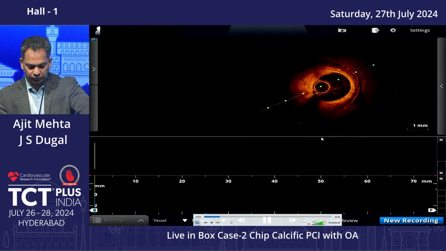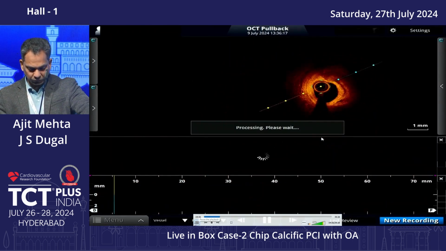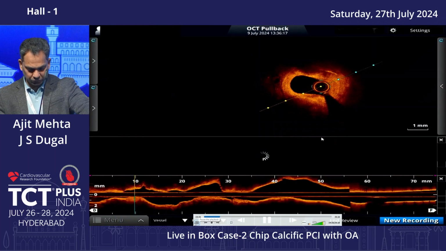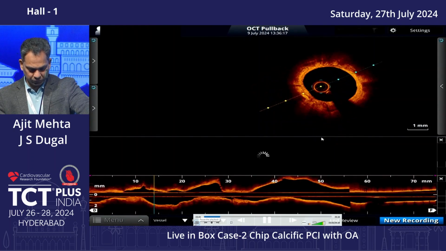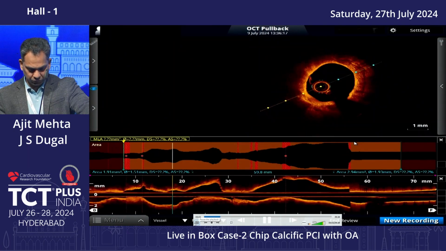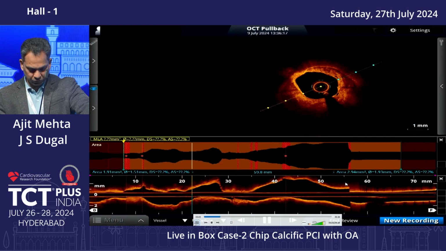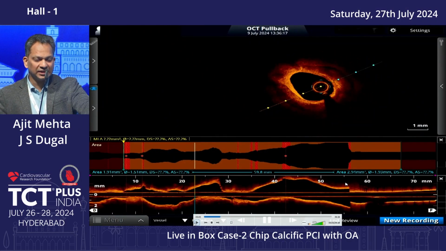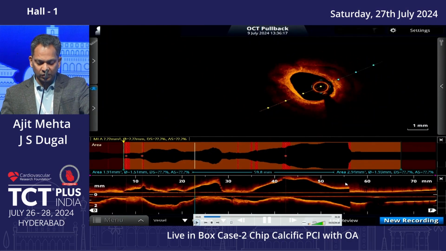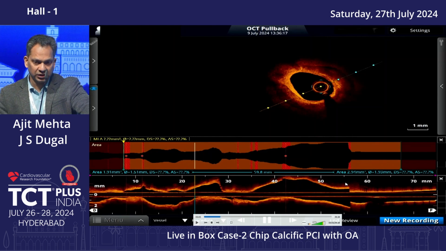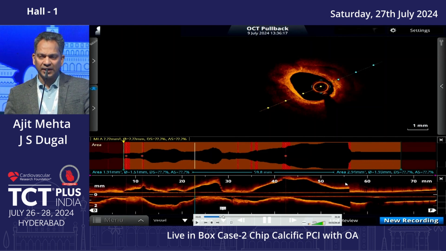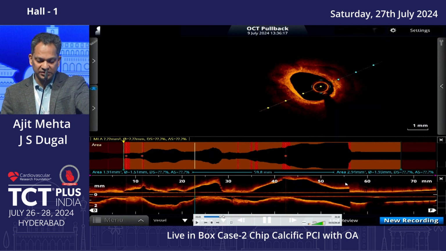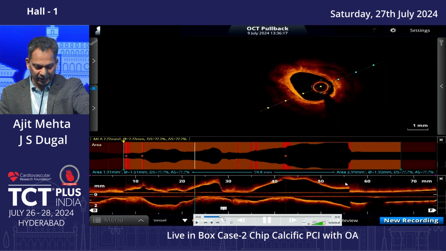Now we analyze the images. There was a significant, almost 360 degree arc of calcium. The depth of calcium was more than 0.5 millimeter. The length was almost 15 to 20 millimeter. By all the criteria, the calcification was very significant in the large proximal LAD.